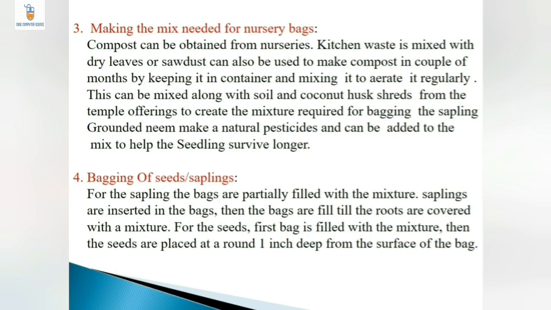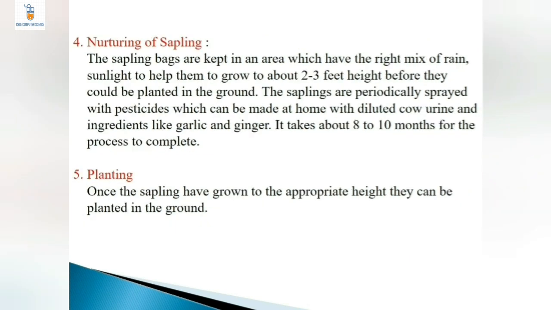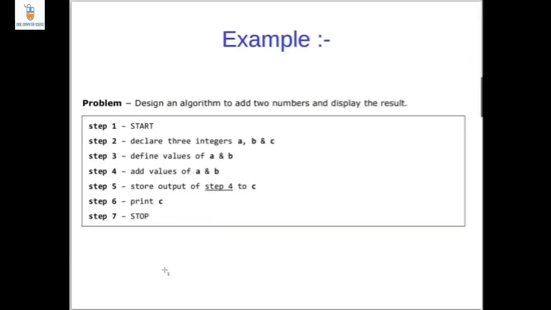Then fourth step would be bagging of seeds or saplings. For the saplings, the bags are partially filled with the mixture. Saplings are inserted in the bags, then the bags are filled till the roots are covered with a mixture. First the seeds will be inserted 1 inch deep from the surface of the bag and then it will be covered with soil so that the sapling can grow properly and the proper intact compost is also added in the required soil. Next step followed by Aryan would be nurturing of sapling, that is to provide right rain, water, sunlight to the sapling. Final step would be planting the sapling.